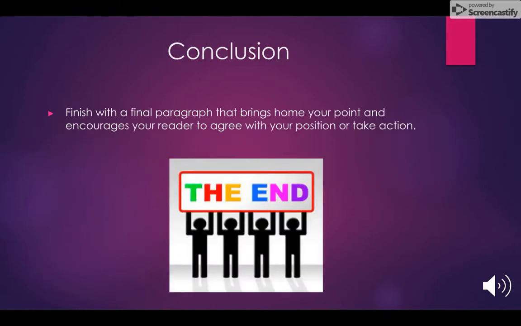All right. For the finale of your paper, you need to include a conclusion. So you finish with a final paragraph that brings home your point and encourages your reader to agree with your position or take action. This is a time where you can restate your thesis statement, acknowledging all the reasons you used.